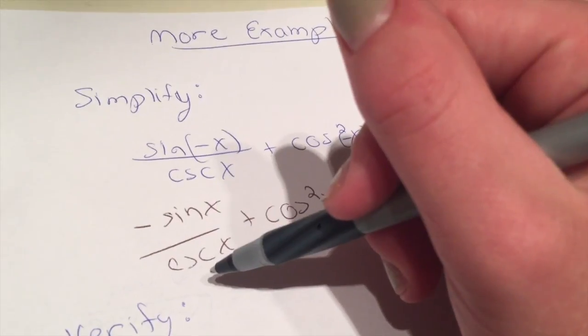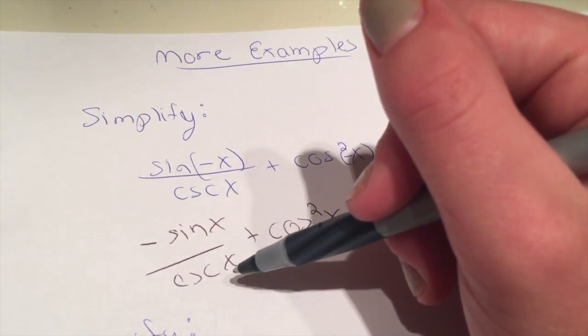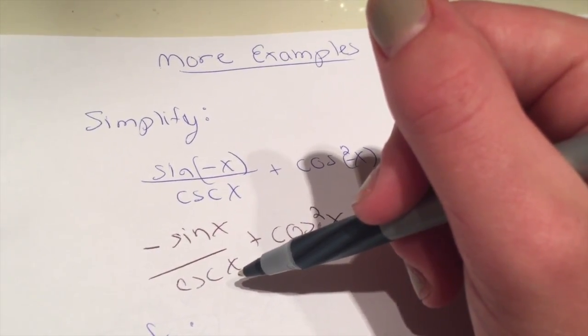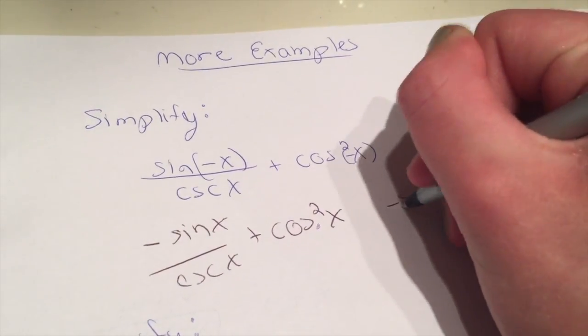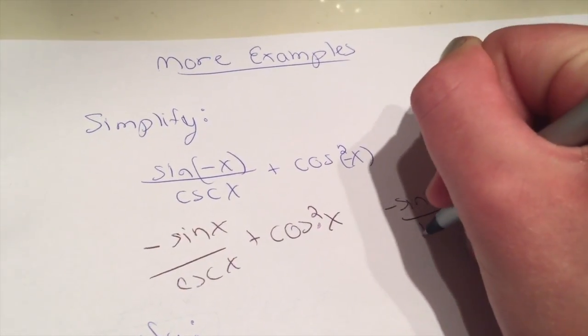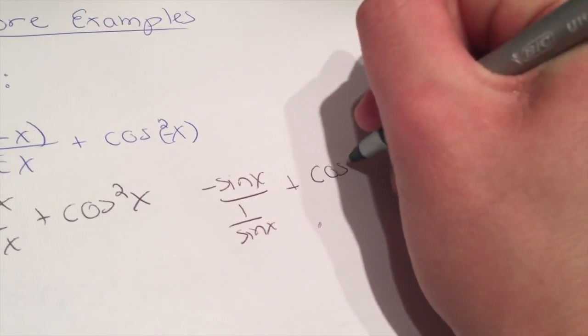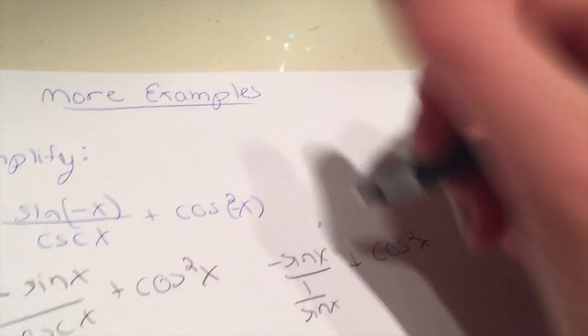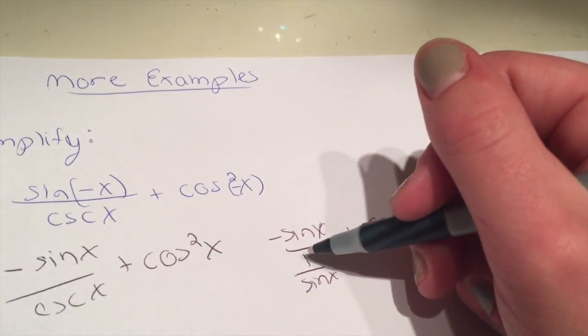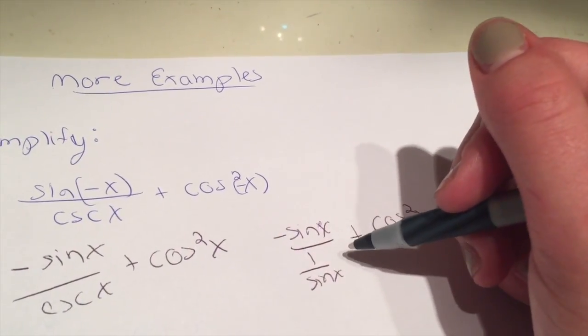Now let's look at cosecant x. Cosecant x can be changed to 1 over sine x by the reciprocal identity. So negative sine x over 1 over sine x plus cosine squared x. Now let's divide negative sine x by 1 over sine x.